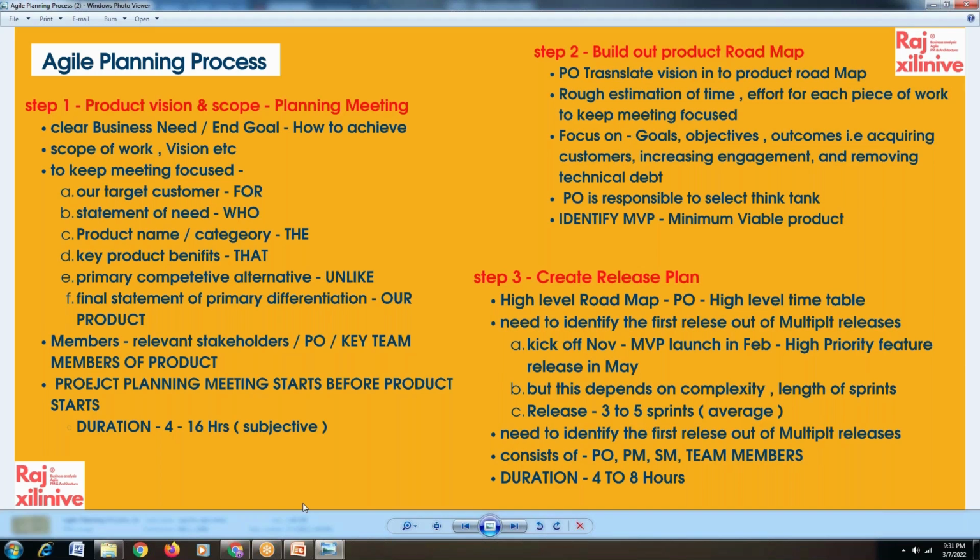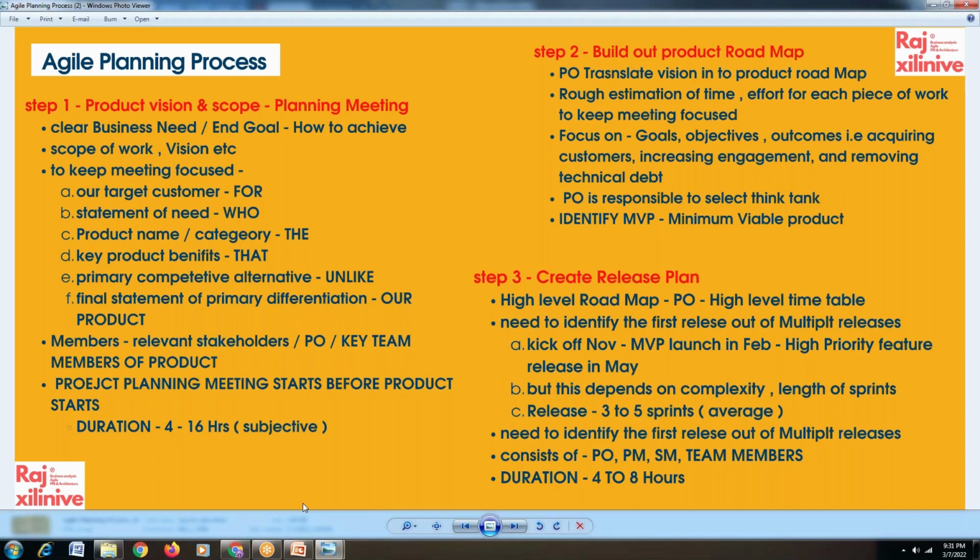So first of all, they must know who our target customers are. Next, we must know about the statement of need. Followed by this, they must know the product name, category, all that. Followed by this, whatever product benefits they want to achieve finally, right? What benefits they want to achieve by implementing this in a real environment, the customer must be very clear, whoever is providing this information.